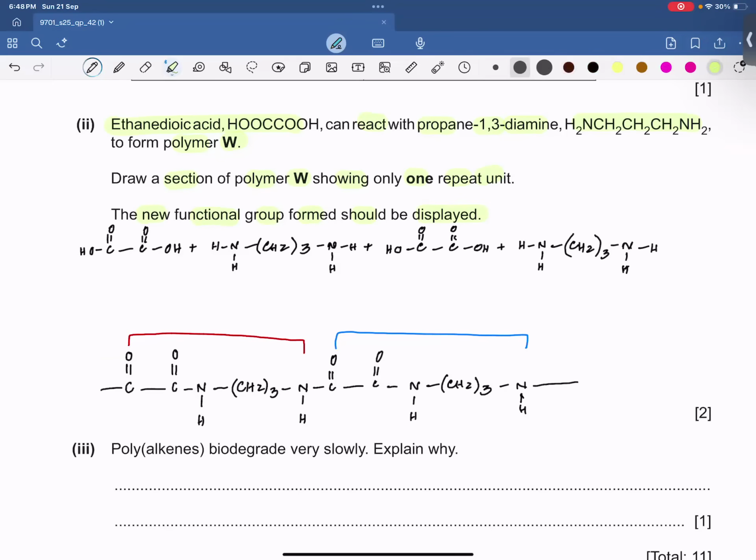Now OH is removed from the carboxylic acid and H from the amine. Same here, OH is removed from the carboxylic acid, H from the amine. Same here, OH is removed from the carboxylic acid and H from the amine. And same here, OH is removed and hydrogen is removed from here. So the equation is going to be like this. And that's your product, okay?